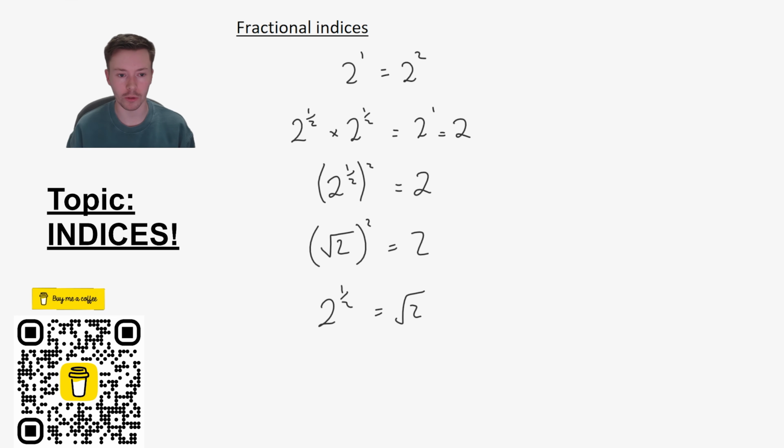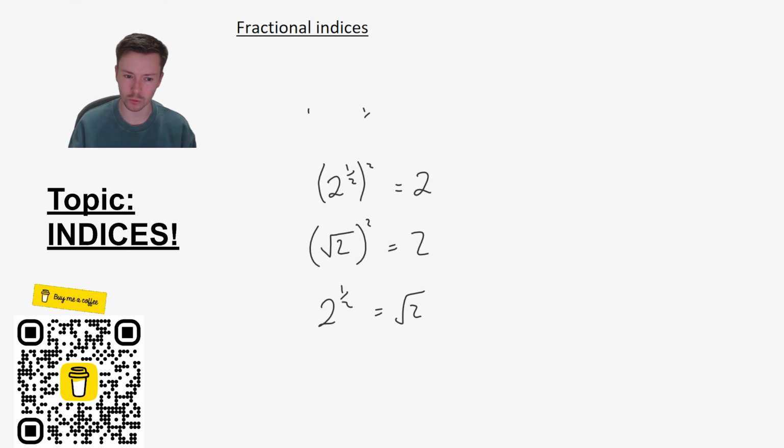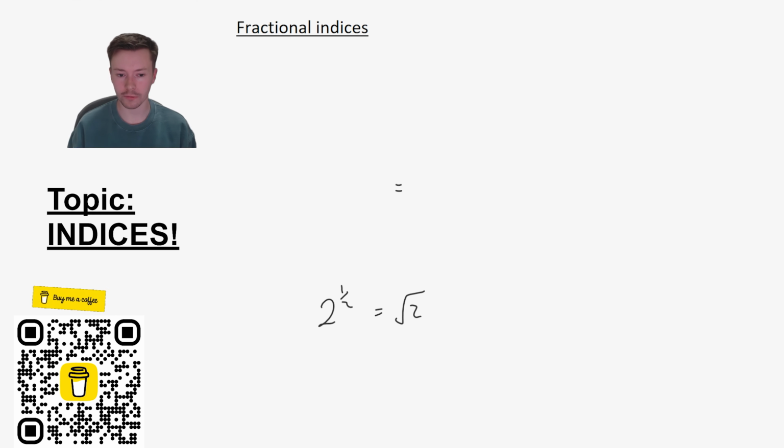Now, I'm going to clear all this out of the way, and we're going to have a look at some other fractional indices. Because obviously, it's not just going to be the power of a half. What would a power of a third be? What would a power of 2/3 be? What would things like that be? We'll leave this at the top.